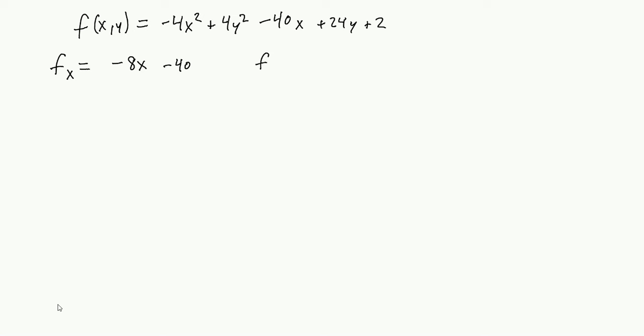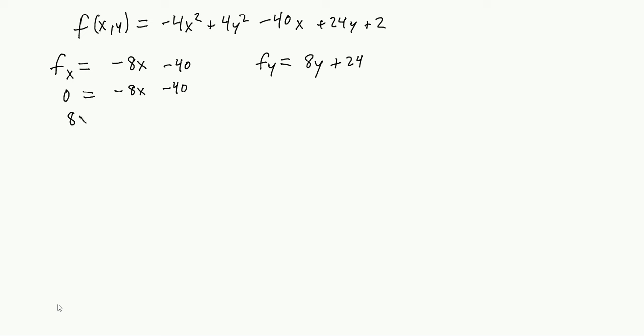F sub y, on the other hand, let's see, the derivative of 4y squared would be 8y, and the derivative of 24y would be 24. None of the other terms have a y, so their derivatives are all 0. Set these equal to 0 and solve for x and y.